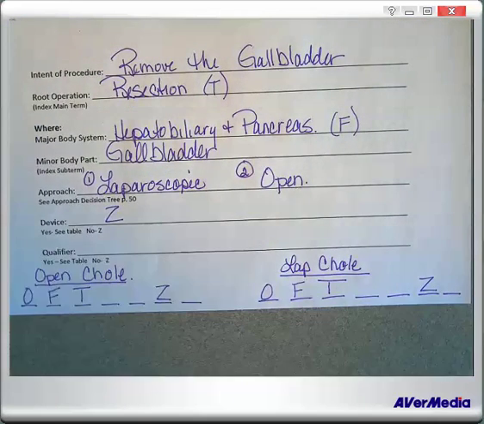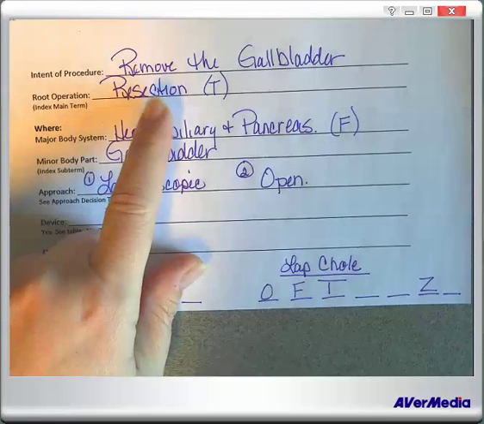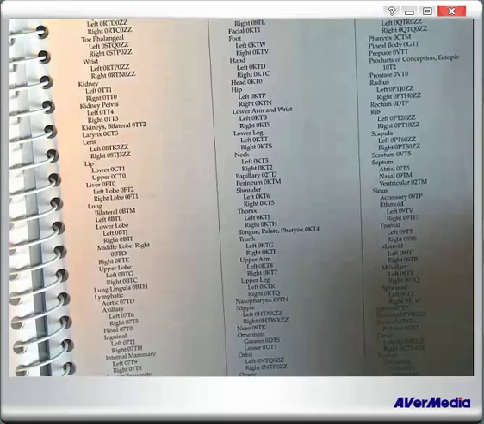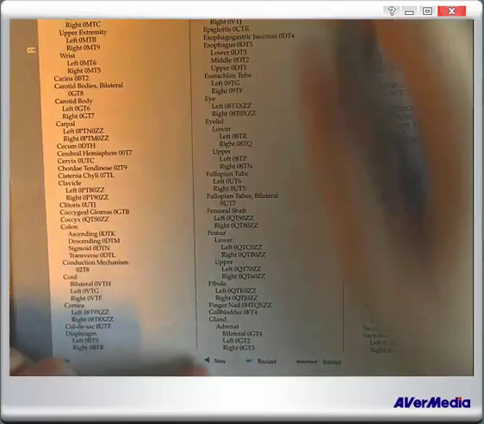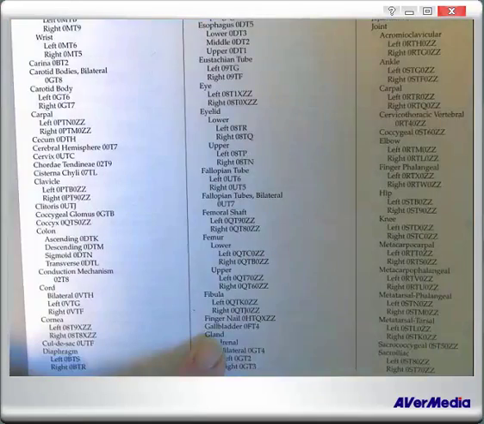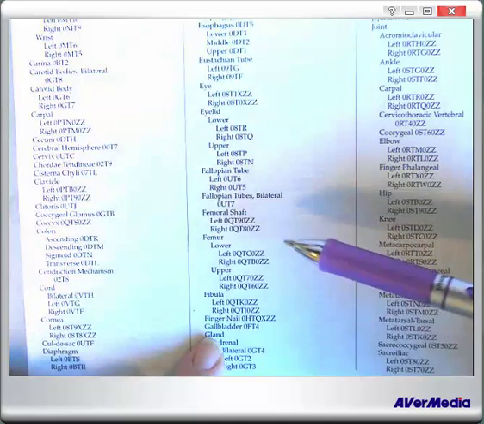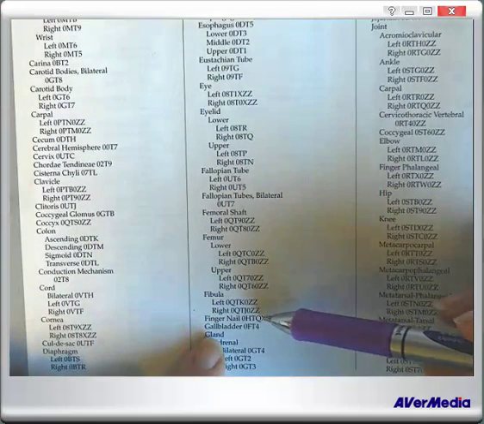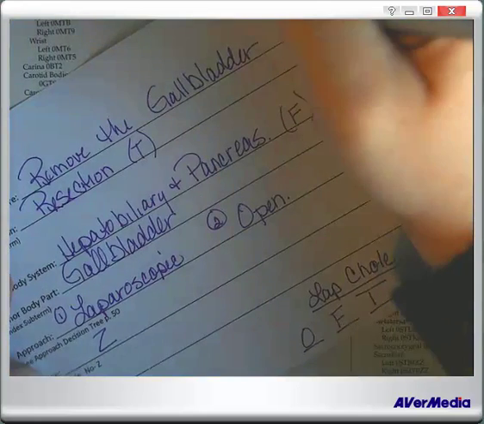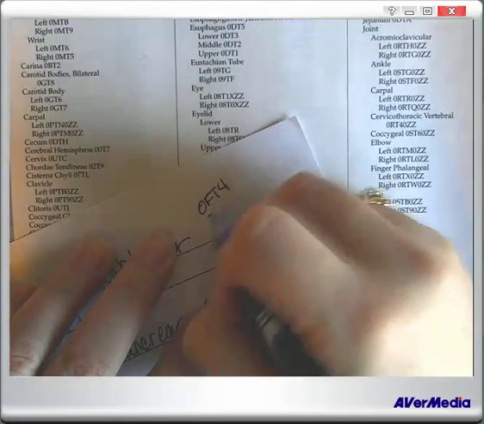Let's get our code book. And we're going to look at resection, right? Because again, we look up by our main term, which is our root operation. Our subterms are the body part. So let's look up resection, and we want to look up gallbladder. Okay. And what do we have here? Gallbladder. Can you see that? It says gallbladder 0FT4. So what I'm going to do is I'm just going to write 0FT4 right up here in the corner, because I don't want to forget.